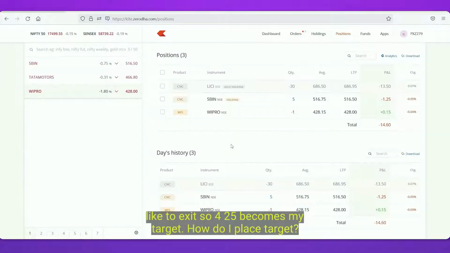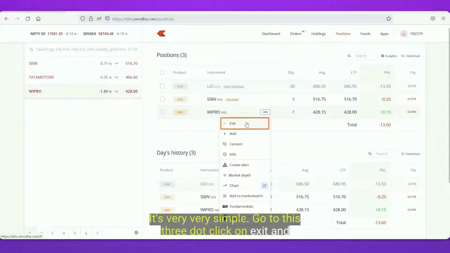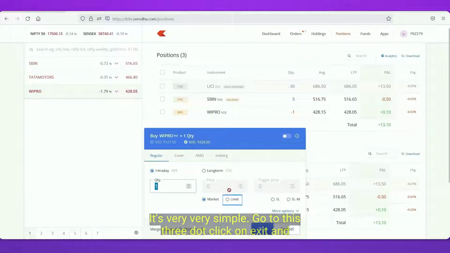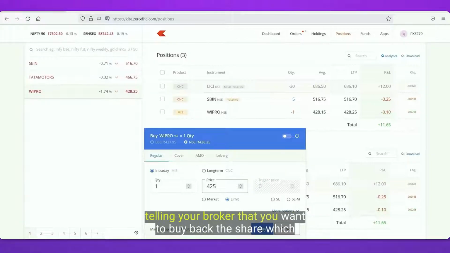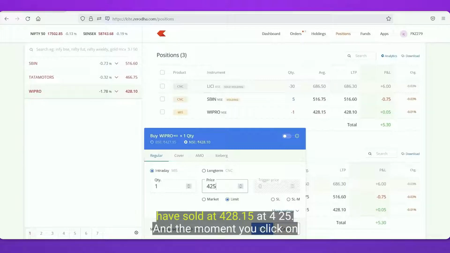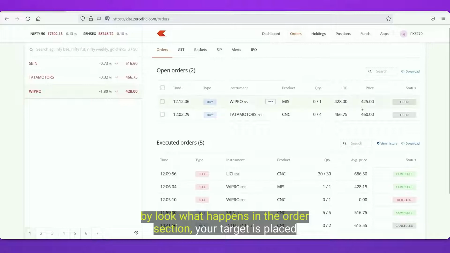How do I place target? It is very, very simple. Go to this three dot, click on exit and select limit and choose the price as 425. That means you're telling your broker that you want to buy back this share which you have sold at 428.15 at 425. And the moment you click on buy, look what happens. In the order section, your target is placed.